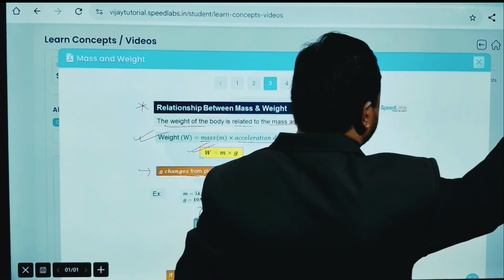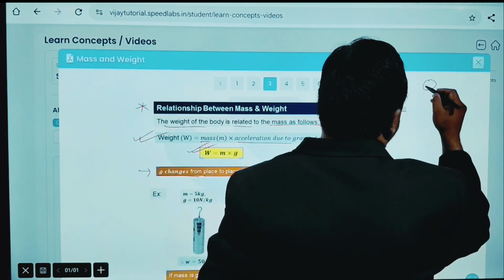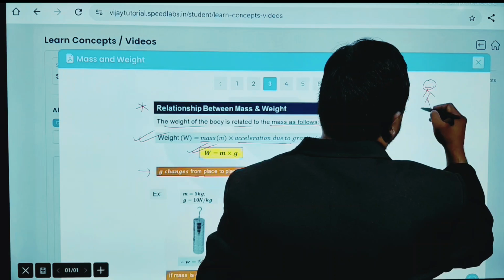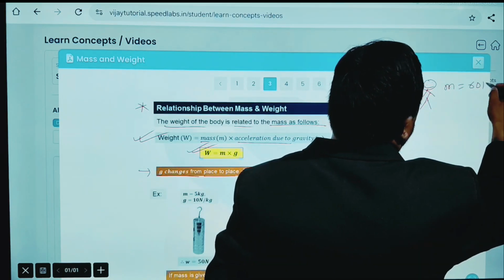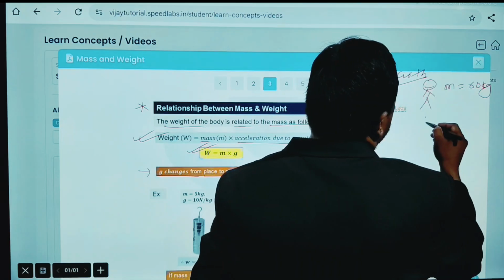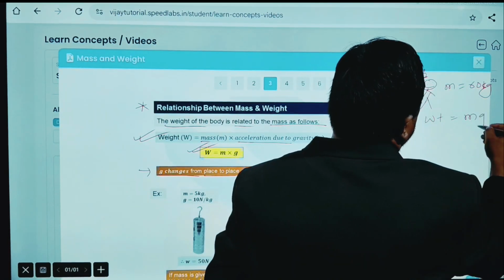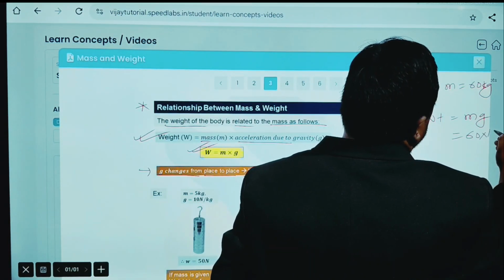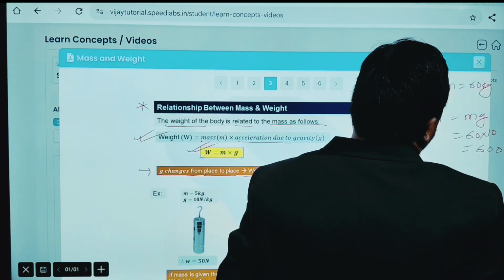For example, suppose a person is there whose mass is 60 kg on the earth. This is on the earth. So what will be his weight? Tell me. M into G, yes or no? So 60 into 10, that is equal to 600 Newton.